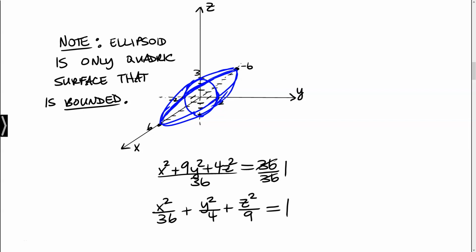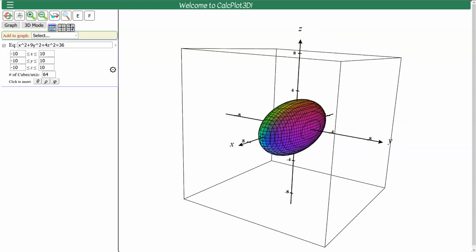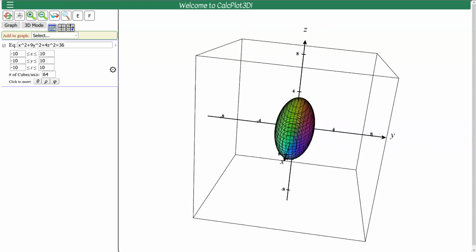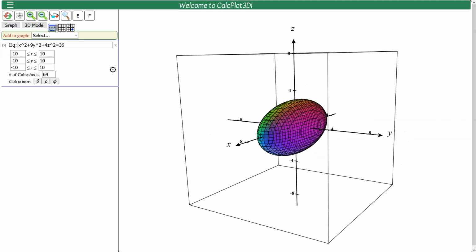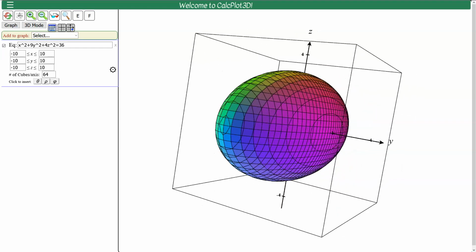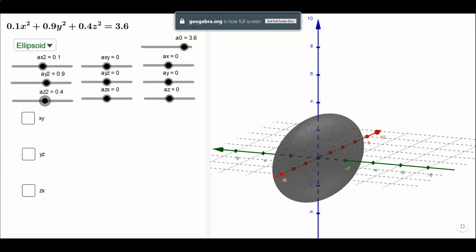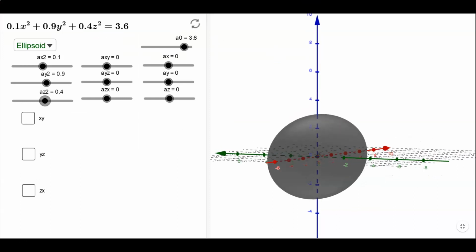All right, now we're going to go to the graphing software and get maybe a little bit better picture of this. And there it is, x squared plus 9y squared plus 4z squared equals 36. You can see it definitely has the kind of shape that we got. I can zoom in here, and you can see, yeah, that's an ellipsoid. And here's the GeoGebra graph. So there's our ellipsoid.